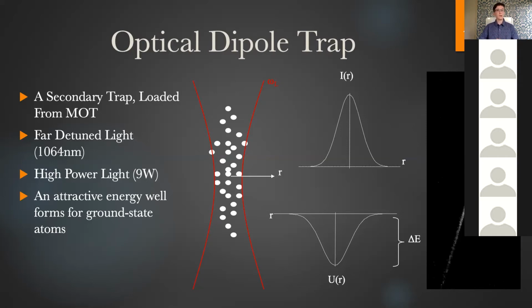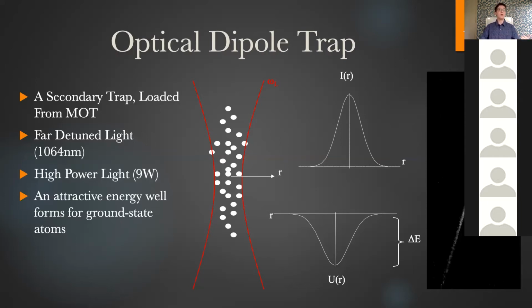So what does high power light mean? High power light means we send 9 watts of laser light through our chamber. For context, that's a lot, because all of our other lasers that we utilize on our table are on the order of about 50 milliwatts. This is a much, much higher power laser.